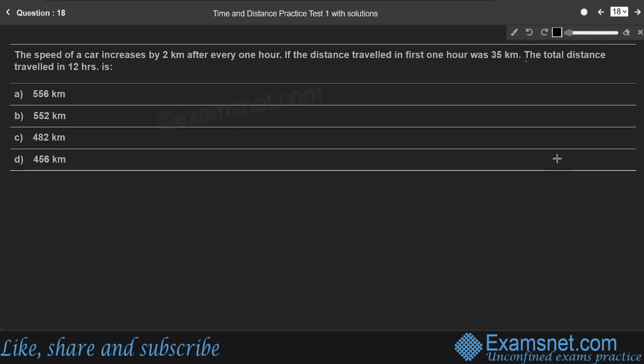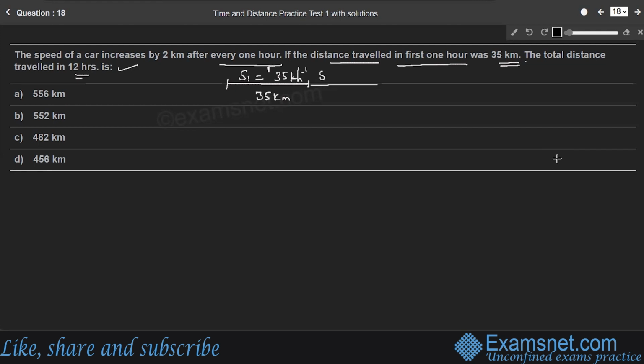Question number 18. The speed of a car increases by 2 km after every 1 hour. If the distance traveled in first 1 hour was 35 kilometers, the total distance traveled in 12 hours is? So here students will consider speed of a car in first hour, and in the second hour it increases by 2 kilometers. In first hour the distance traveled by the car is 35 kilometers. Therefore, if S1 is the speed of the car, distance by time duration of only 1 hour, it becomes 35 kilometer per hour.